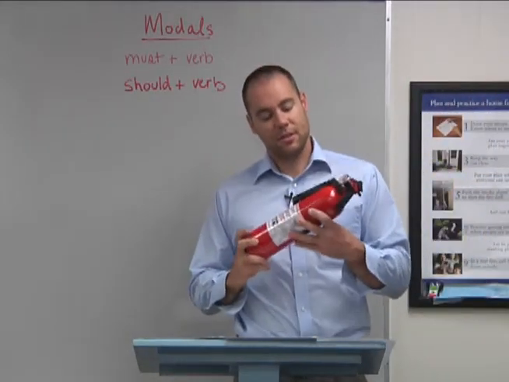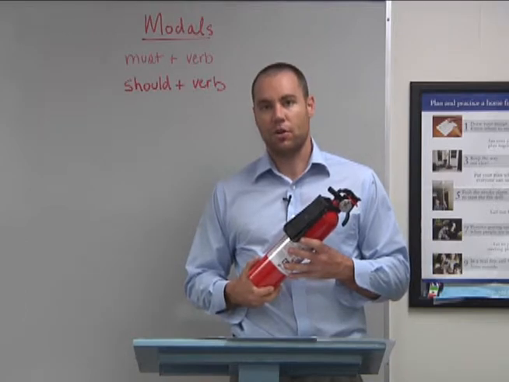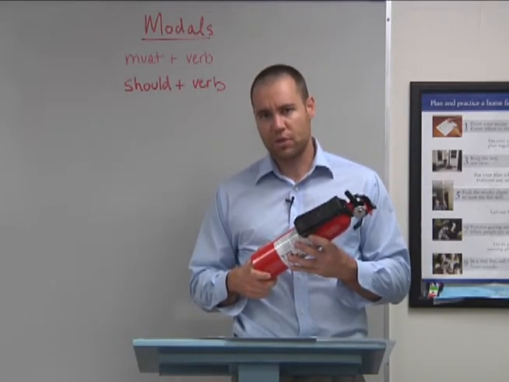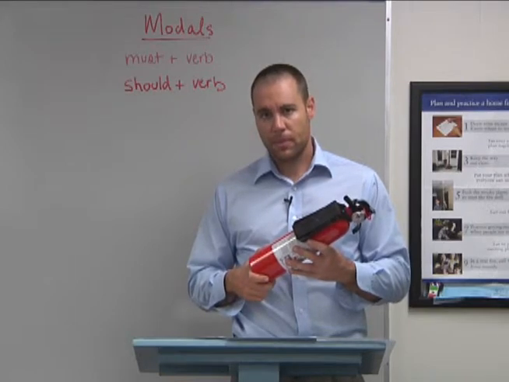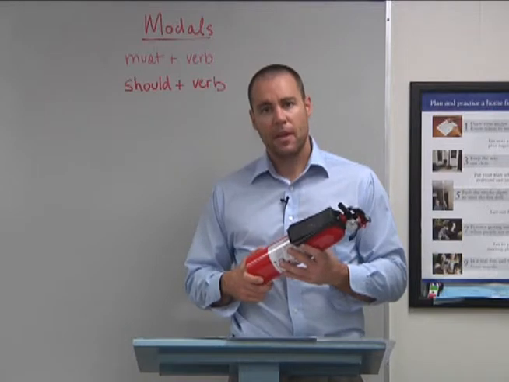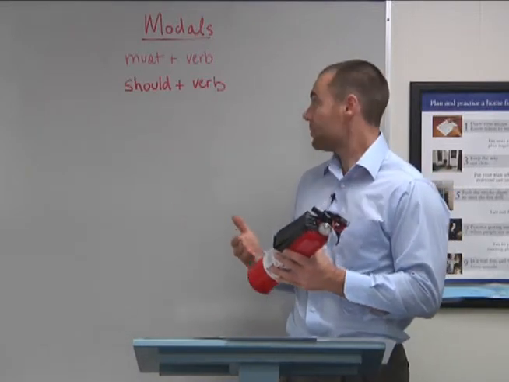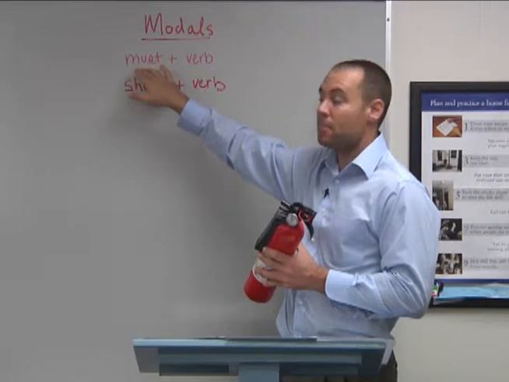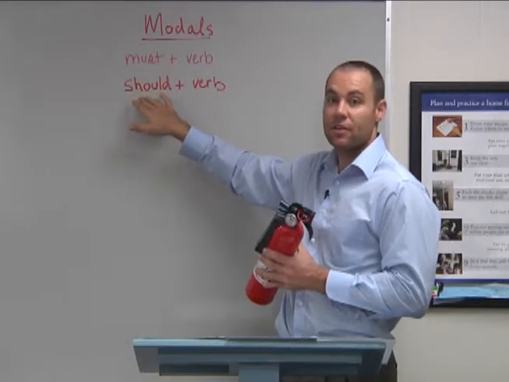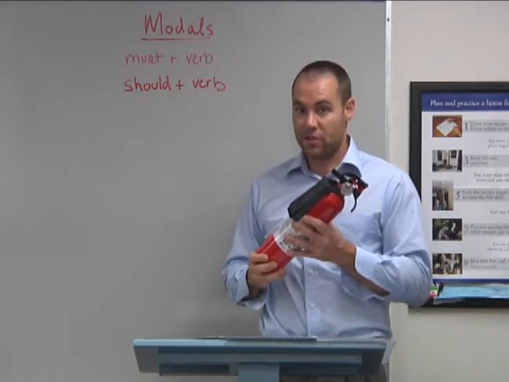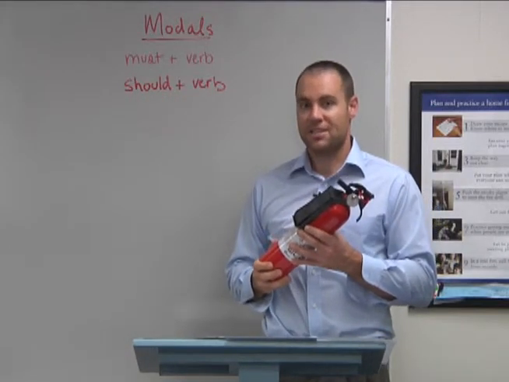Look at this. This is a fire extinguisher. What room in the house should you have a fire extinguisher in? You should have a fire extinguisher in the kitchen. There's not a law about this, so you can't use the word must, but it's a good idea. It's recommended, so you should have a fire extinguisher in your kitchen for safety.